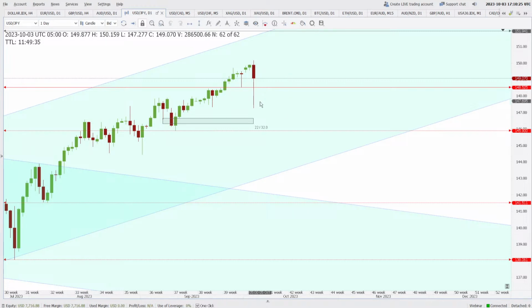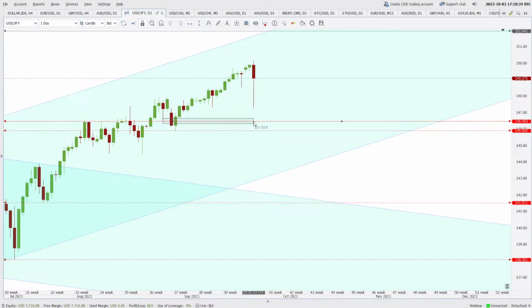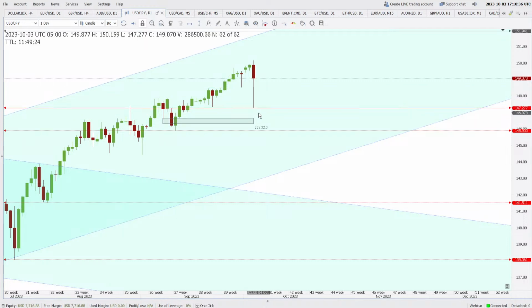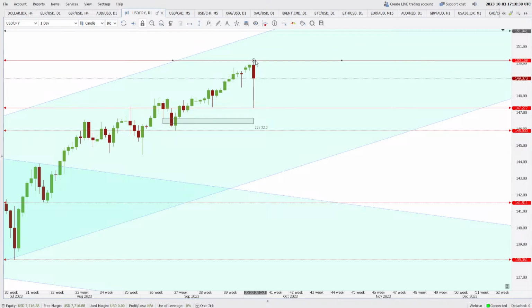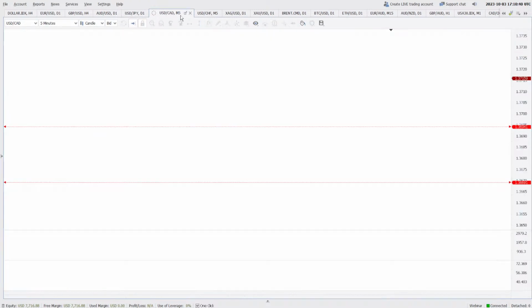So that means we should now be looking for a lower high in this market. Okay, otherwise there is nothing much to talk about. So I'll now bring support to this point and the resistance to this high. That's all.